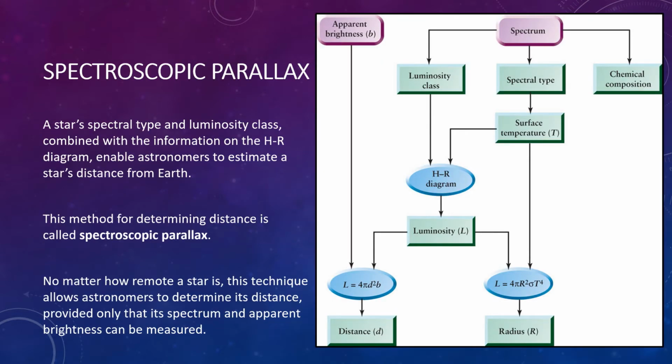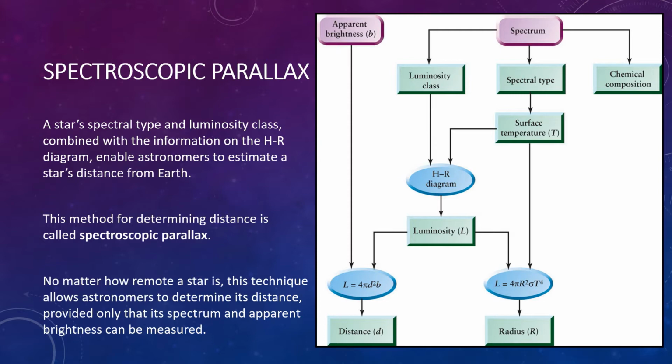So this can now take us to spectroscopic parallax. So I told you we'll see this flowchart again. Well, here it is. A star's spectral type and luminosity class, combined with the information on the HR diagram, enable astronomers to estimate the star's distance from Earth. This method for determining distance, in which the luminosity of a star is found using spectroscopy, is called spectroscopic parallax.